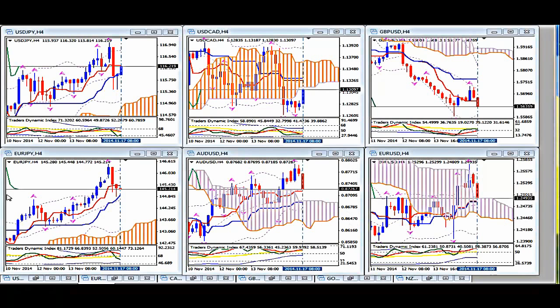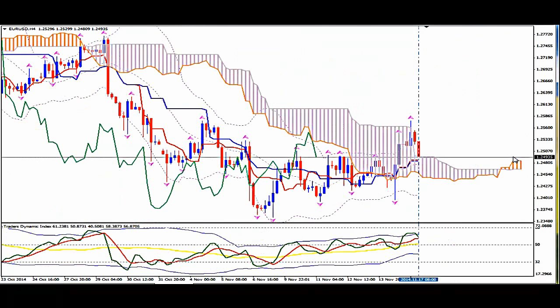I'll start with the Euro USD. So let's go to the pair. I'm using Ichimoku Kinko Hyo, Bollinger Bands, Fractals and TDI, Traders Dynamic Index.